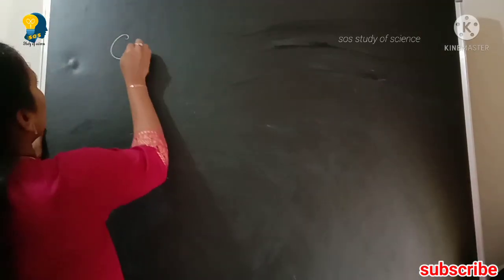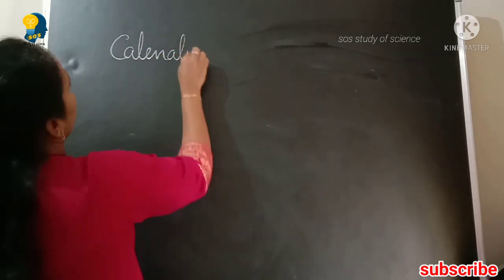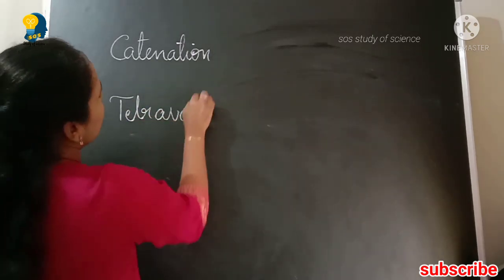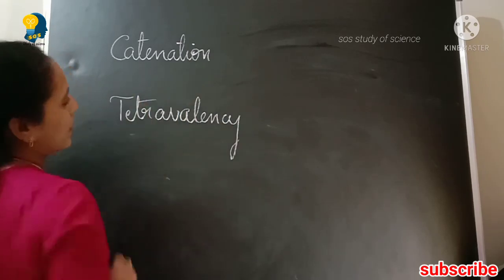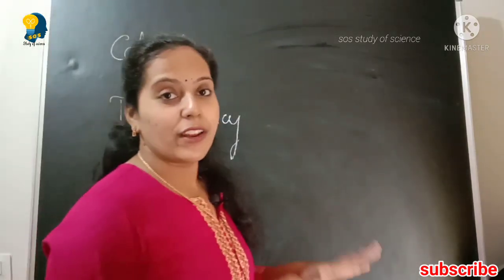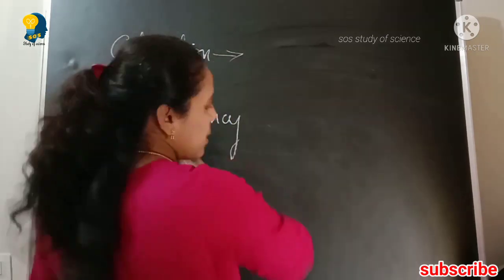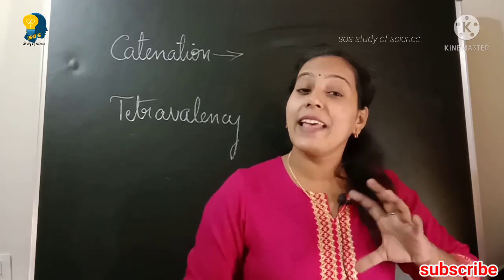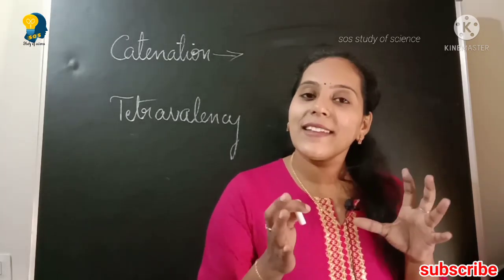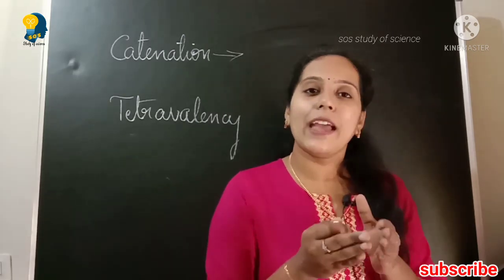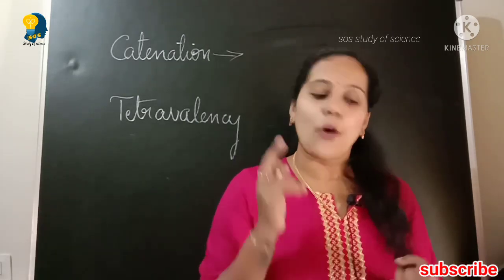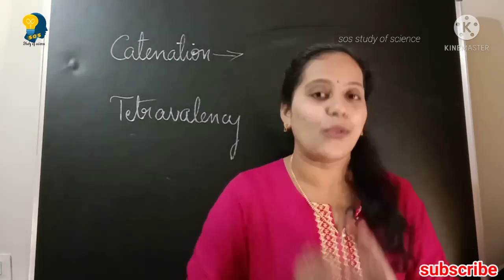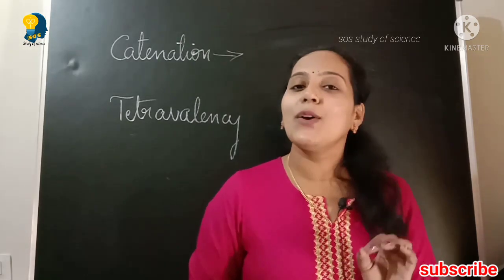Let me tell you what is meant by catenation and tetravalency now. Catenation and tetravalency are the 2 special properties of carbon. When I talk about catenation, carbon has a unique property, the self-linking property. As it has the self-linking property, carbon can form the largest chain. It can form the straight chain, the branched chain, and also the cyclic chain of its own. So this property of carbon, we call catenation.